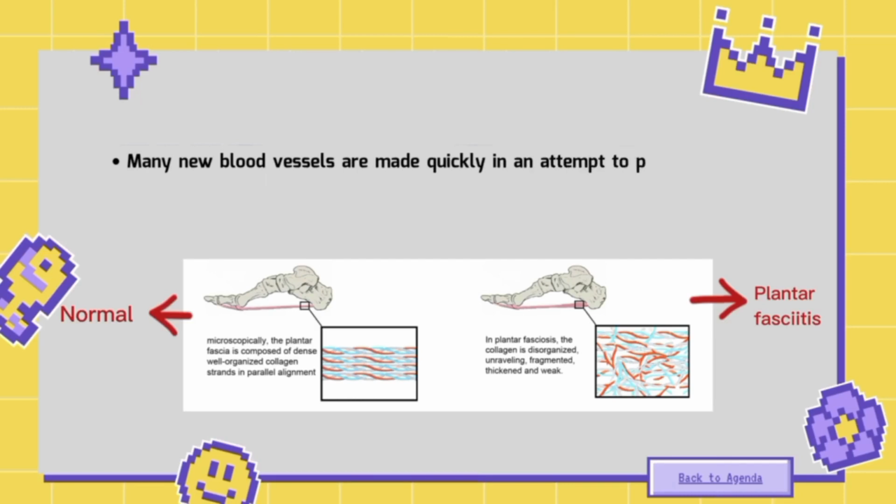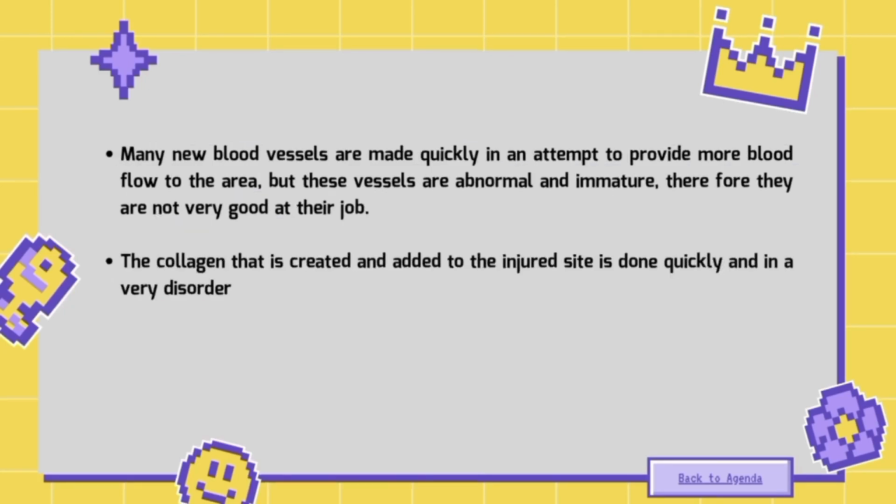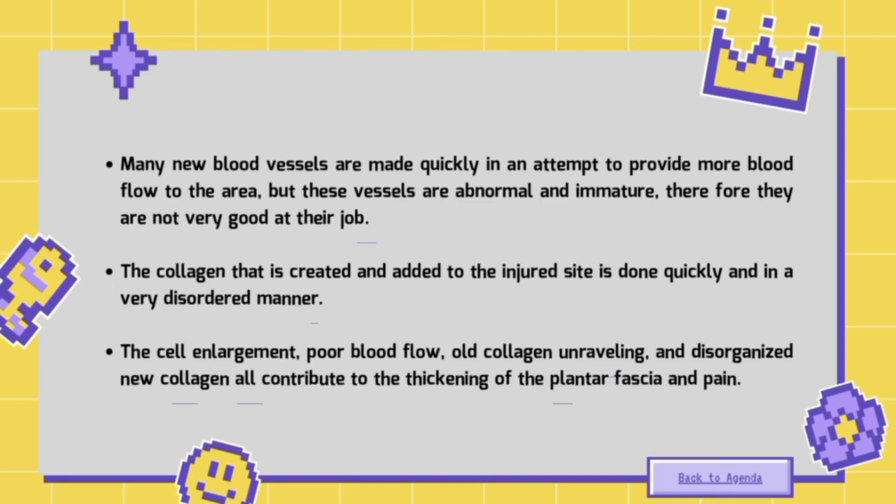Many new blood vessels are made quickly in an attempt to provide more blood flow to the area, but these vessels are abnormal and immature and therefore are not very good at their job. The collagen that is created and added to the injured site is done so quickly and in a very disordered manner. The cell enlargement, poor blood flow, and collagen unraveling and disorganized new collagen all contribute to the thickening of the plantar fascia and pain.